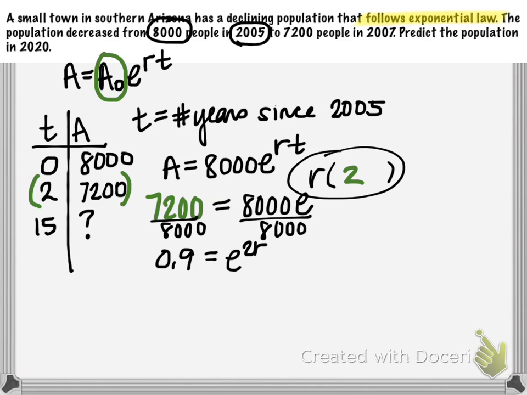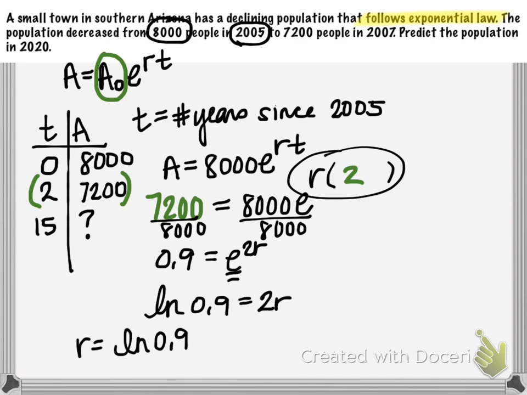And then we'll rewrite this in logarithmic form. Our base is going to be e, so that would be log base e of 0.9 is equal to 2 times r. But we realize that log base e is really the same as natural log, so to save myself some room, I'm just going to replace that with the natural log of 0.9. Therefore, when we divide by 2, we see that r will equal the natural log of 0.9 divided by 2. That's the exact value for r, and then we can go to our calculator to get the estimate.